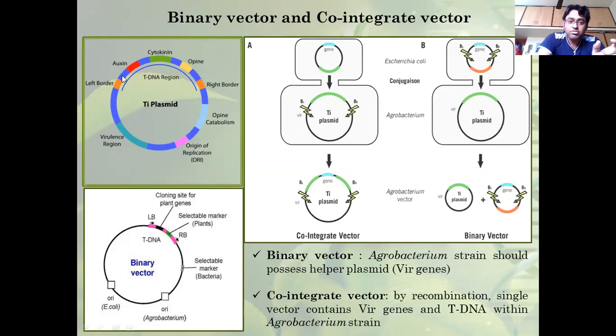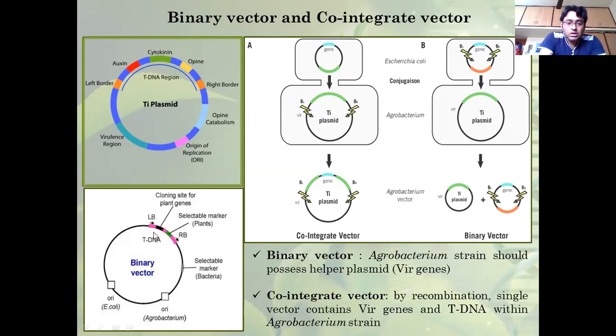That cassette also should be here: the promoter, selectable marker, and the terminator. Again, our cassette, the gene of interest cassette, that is the promoter, gene of interest, and the terminator. So two cassettes should be present within the tDNA region, as well as the opine metabolism or opine biosynthesis gene.